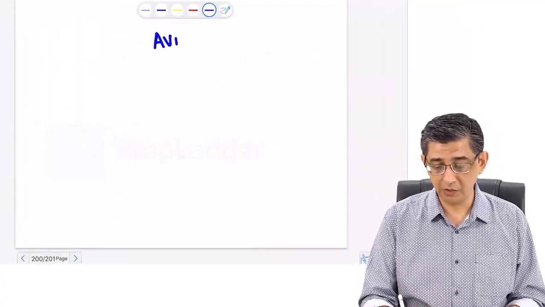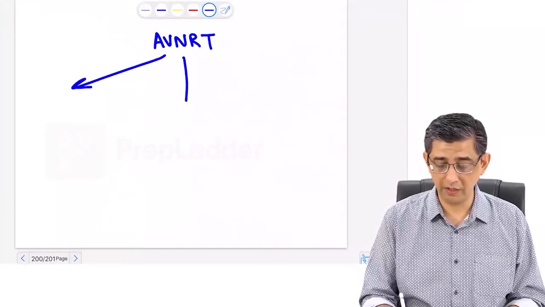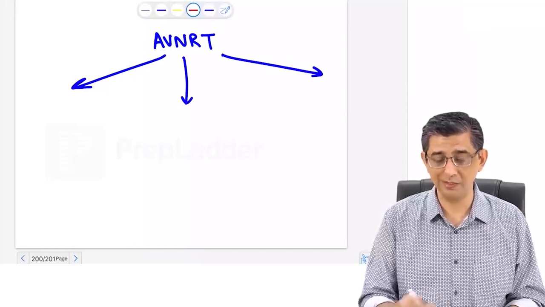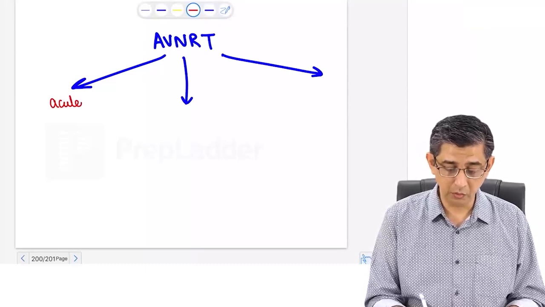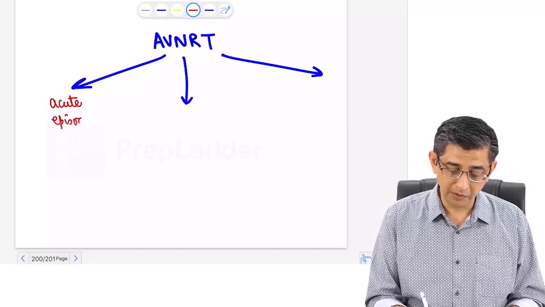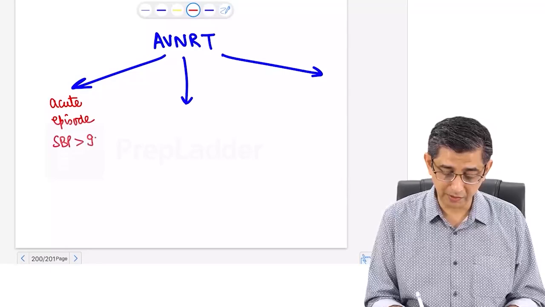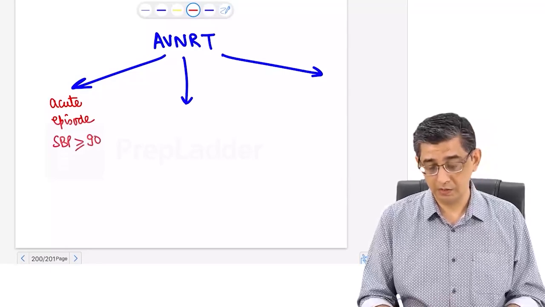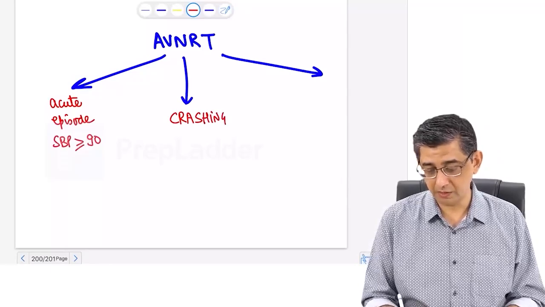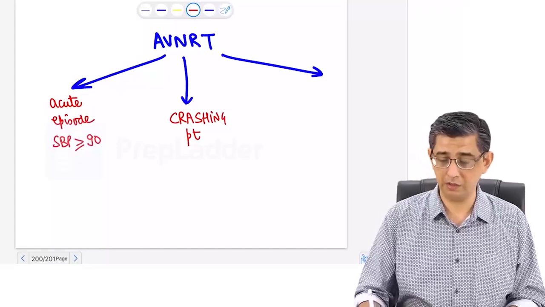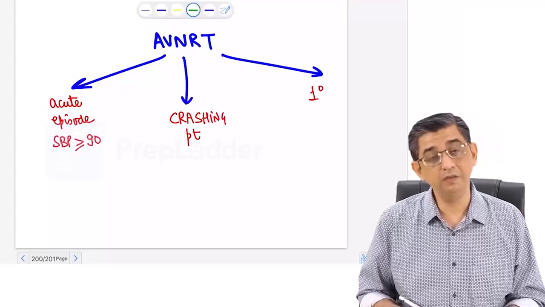In the majority of MCQs, they will give you a scenario of AVNRT, AV nodal reentrant tachycardia, and there are three domains which are to be answered by you. One is going to be management of an acute episode, but in this case the systolic blood pressure of the patient is at least a respectable value. Second is going to be an acute episode in a crashing patient with unrecordable blood pressure, and third aspect would be prevention. Now, the answers will obviously vary.